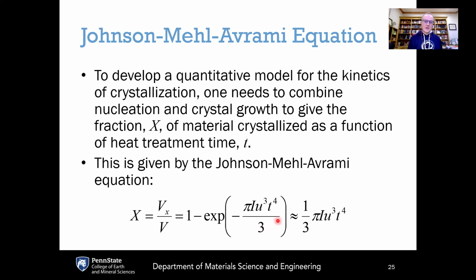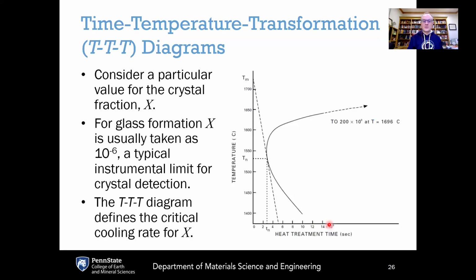And if we are in the limit of a small fraction of crystals, so in other words, if this is a small rate, then we can do a Taylor series expansion of this exponential, just keep the first term and simplify this as 1/3 pi I U cubed t to the fourth power. This would be valid in the limit of a small volume fraction of crystals. And with this Johnson-Mehl-Avrami equation, this gives us the overall crystal growth rate, or the rate of crystallization, as a function of both the nucleation rate and the crystal growth rate.